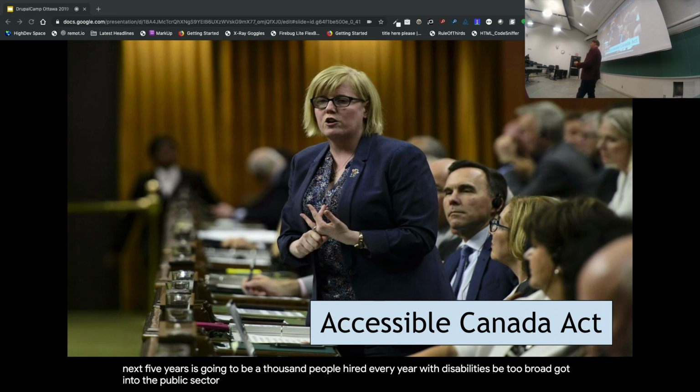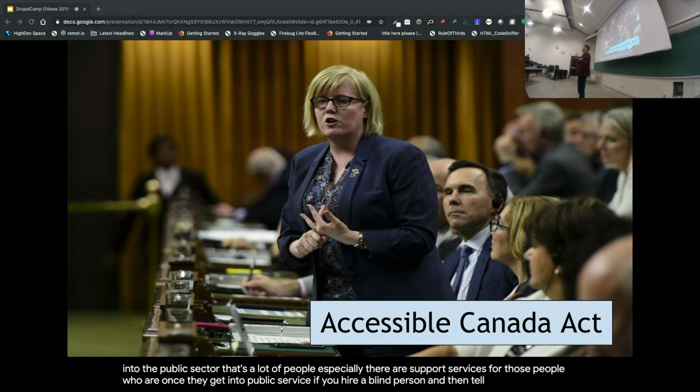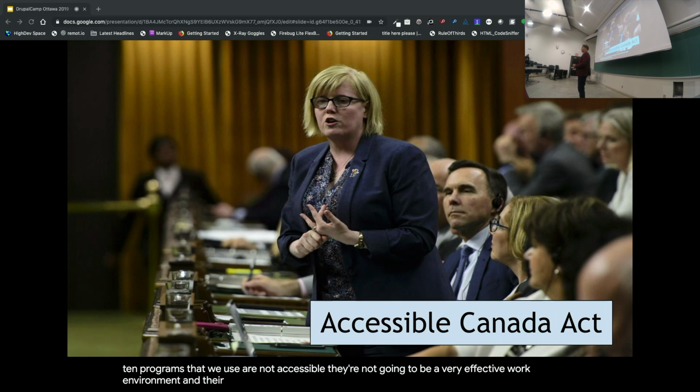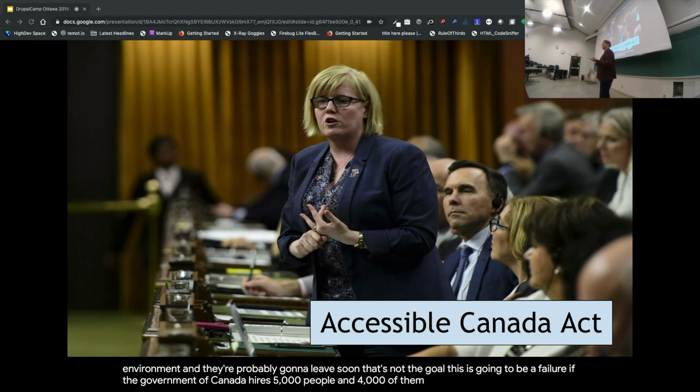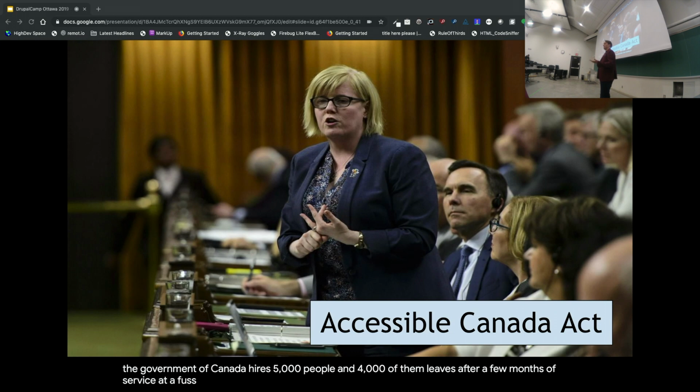That's a lot of people, especially if there aren't support services for those people once they get into the public service. If you hire a blind person and then tell them 9 out of 10 programs that we use are not accessible, they're not going to have a very effective work environment, and they're probably going to leave soon, right? And that's not the goal. This is going to be a failure if the Government of Canada hires 5,000 people and 4,000 of them leave after a few months in service out of frustration and despair of not having the tools that they need to do the job they were hired for.